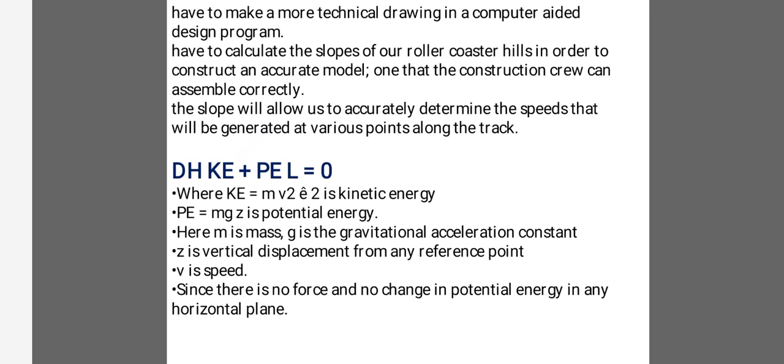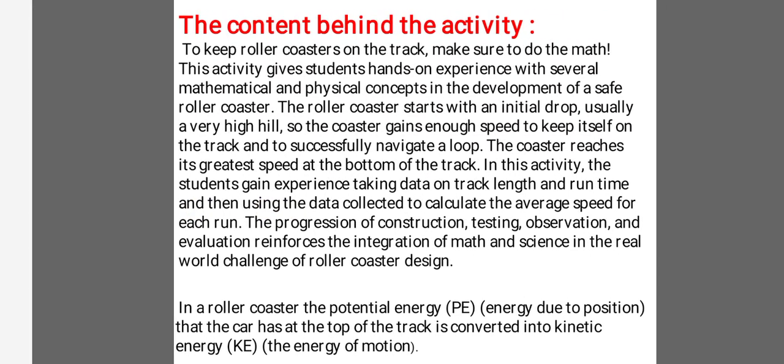Total energy equals kinetic energy plus potential energy, where kinetic energy equals half mv square, E square is kinetic energy, and potential energy equals mgh, z is potential energy. These are the formulas. Here m is mass, g is the gravitational acceleration constant, and z is the vertical displacement from any reference point. V is speed. Since there is no force and no change in potential energy in any horizontal plane.